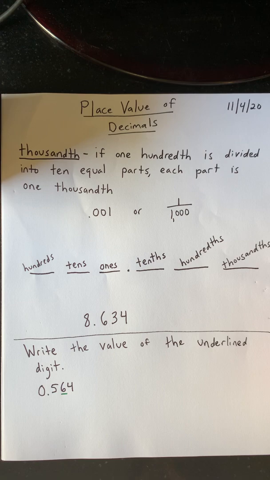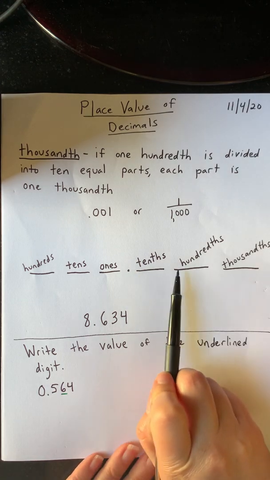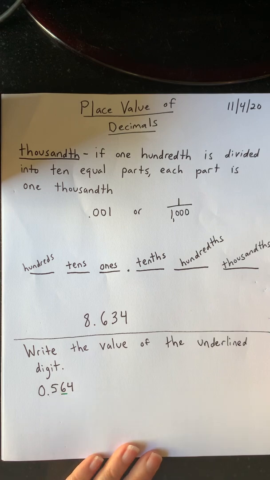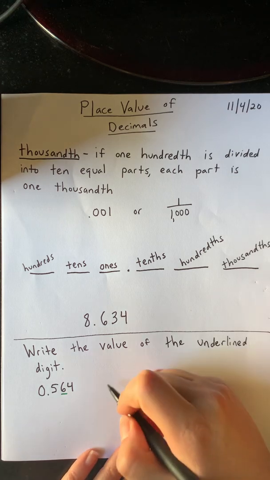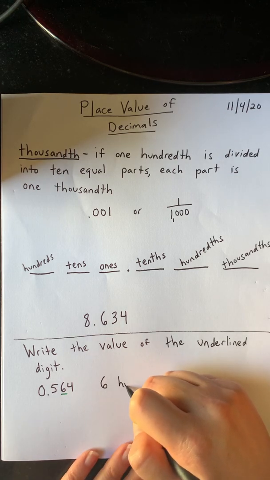So the place the 6 is in the hundredths, because if I go to the decimal, it goes 1, 2. So decimal 1, 2, that's the hundredths. But I want to know value, not place. So a 6 in the hundredths place is worth 6 hundredths.